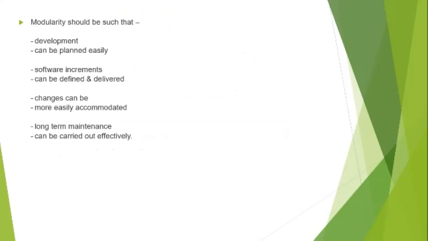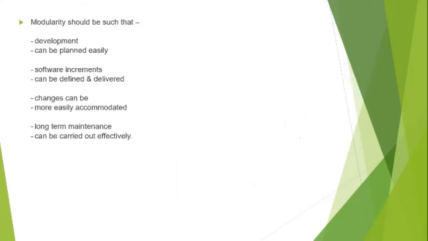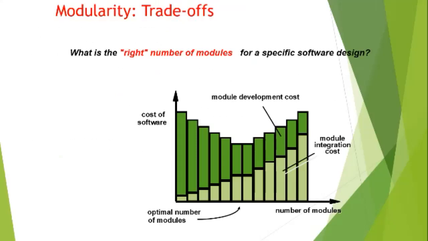Modularity should be such that development can be planned easily, software increments can be defined and delivered, changes can be more easily accommodated, and long-term maintenance can be carried out effectively. These are the sizing modules, two views, that is, what's inside and how big is it. Modularity trade-offs: what is the right number of modules for a specific software design. By using this graph we can easily understand.